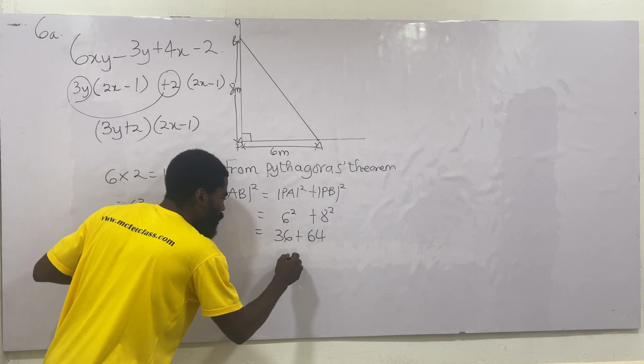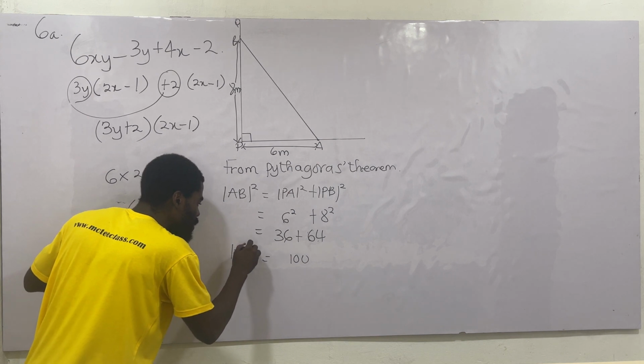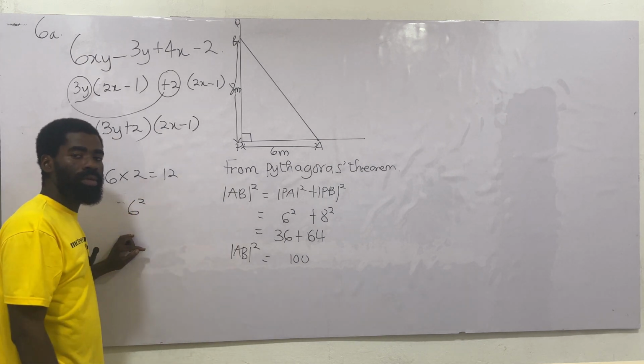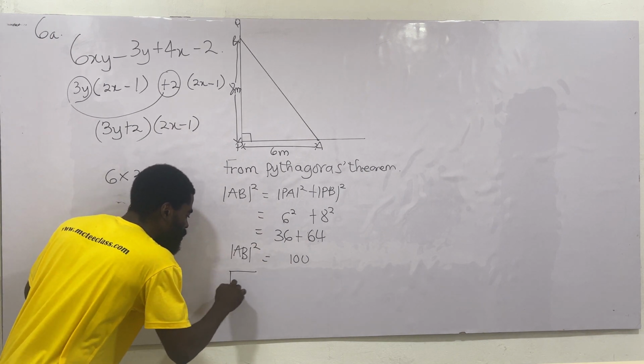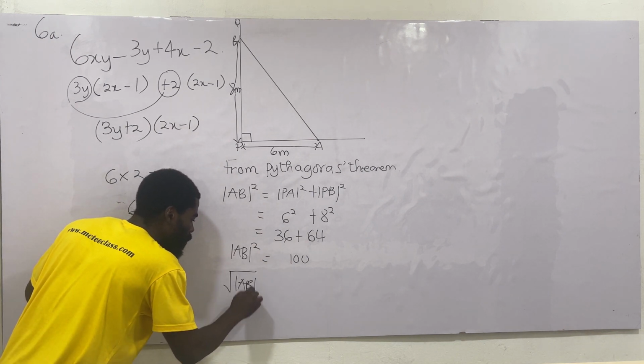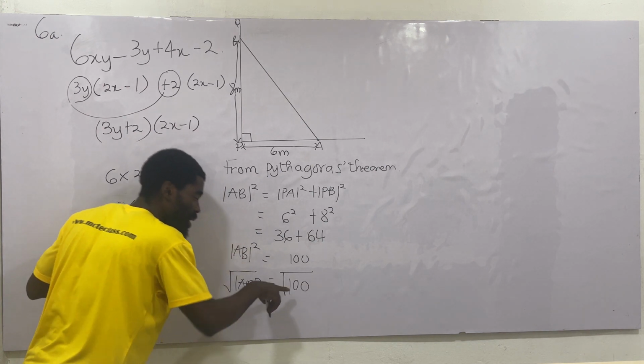Then we add this up, we'll get what? We'll get 100. But 100 equals AB squared. We want AB, not AB squared. We're looking for the length. So we square root both sides. So square rooting both sides, I'll get the square root of AB squared equals the square root of 100. It's a perfect number.